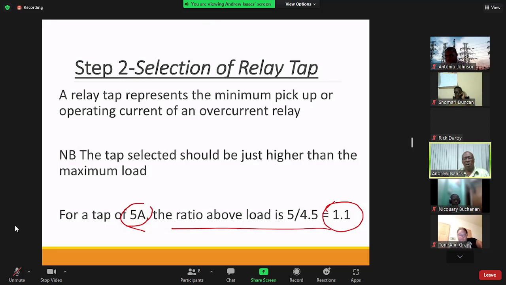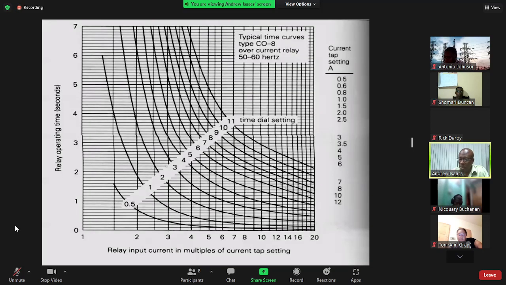Well, I see people writing, so I just pause on it. And that 1%, I would have gone to my relay and looked at the available taps. These are the available taps. Obviously, there's now 4.5. If I select 4, that would be too low, because the 4.5 amperes, based on the turns ratio that I'm using, would cause it to operate. So I select 5, which is the next best. So I can operate up to 10%. So it can carry me up to 99 amperes before the relay operates.